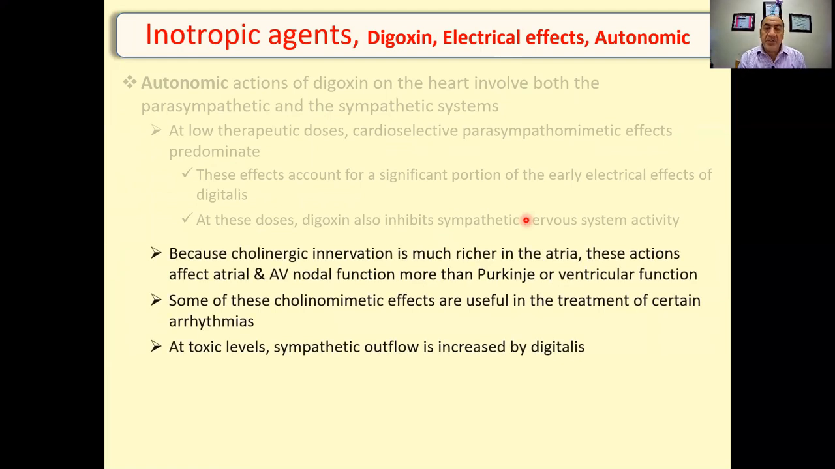Because cholinergic innervation is much richer in the atria. You know, the parasympathetic nervous system supplies atria mostly, very little or no supply to the ventricles. So the parts that will be affected are the atria and AV node without so much effect on the Purkinje or ventricular function. Some of these effects are very useful in treatment of some arrhythmia. Actually, one of the uses of digitalis or digoxin is arrhythmia, and one of the side effects is also arrhythmia. We'll see in a bit. At toxic doses, sympathetic activity will increase.